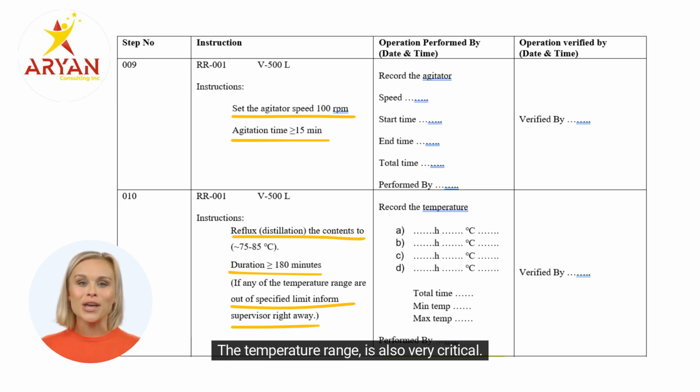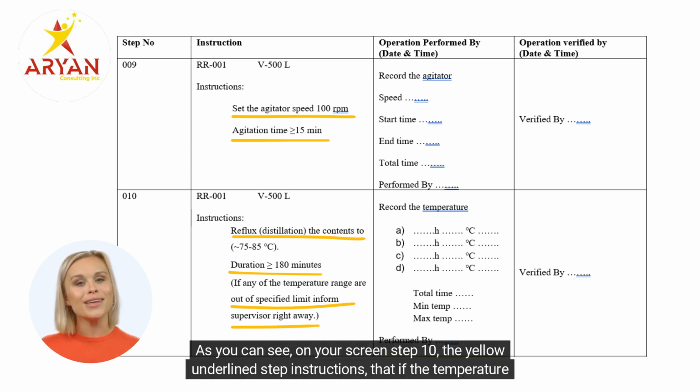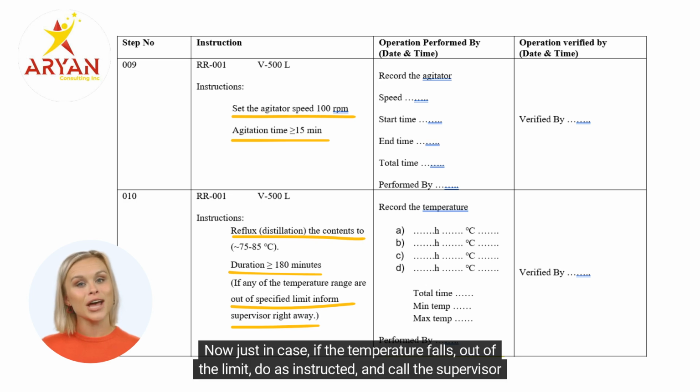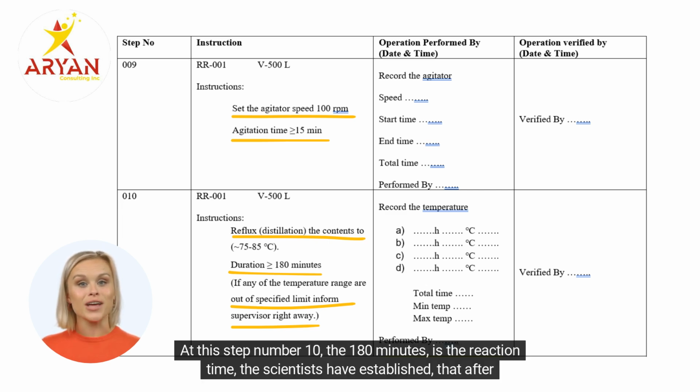The temperature range is also very critical. As you can see on your screen, in step 10, the yellow underlined instructions say that if the temperature is out of the specified limit, you must inform the supervisor right away. Just in case the temperature falls out of the limit, do as instructed and call the supervisor and absolutely nothing else. At step number 10, the 180 minutes is the reaction time.